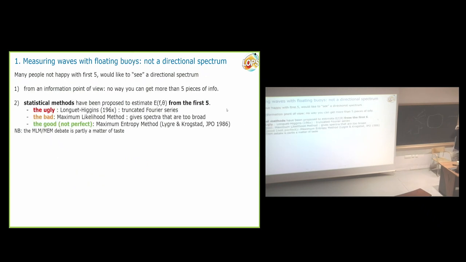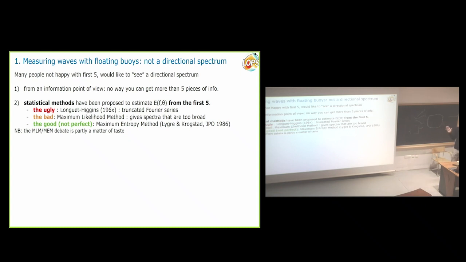All right, so unfortunately, or fortunately, I don't know, many people have a hard time with these first 5, and they would actually like to see a directional spectrum. But I just want to warn you again and again, from an information point of view, basically at each frequency, you're only measuring 5 parameters. So if you want to get a directional spectrum, say, at every 10 degrees, you need 36 pieces of information. So you go from 5 to 36, and when you do that, you're just making stuff up, right?